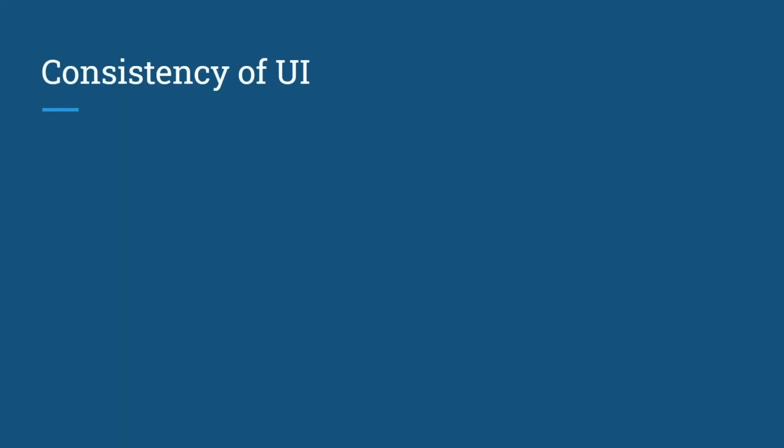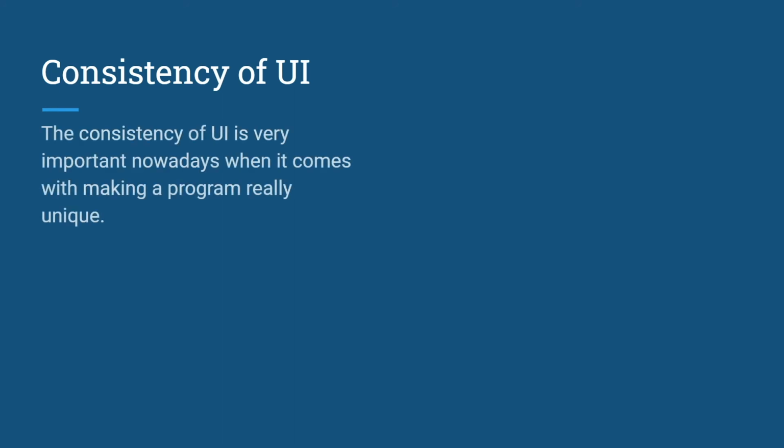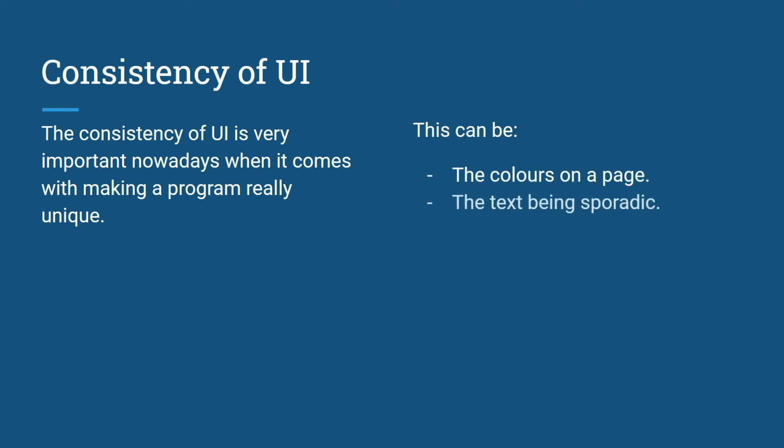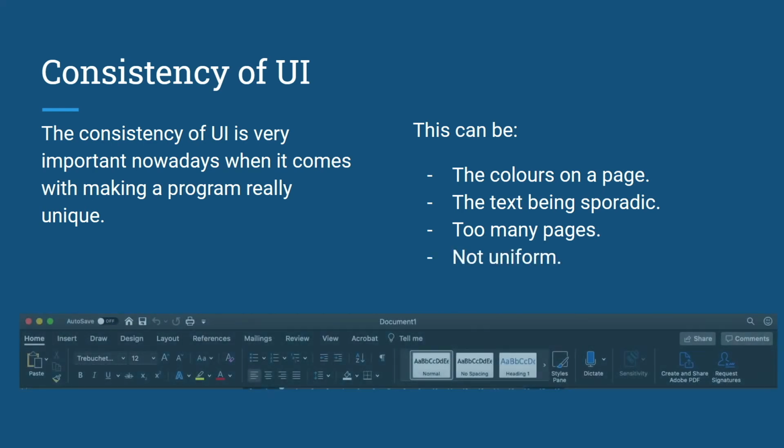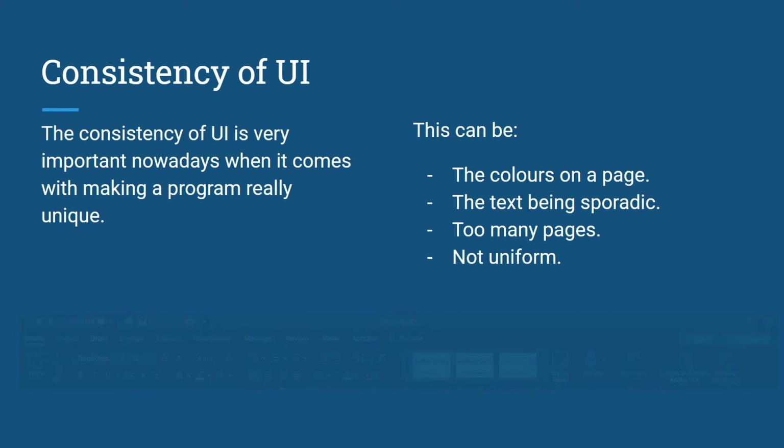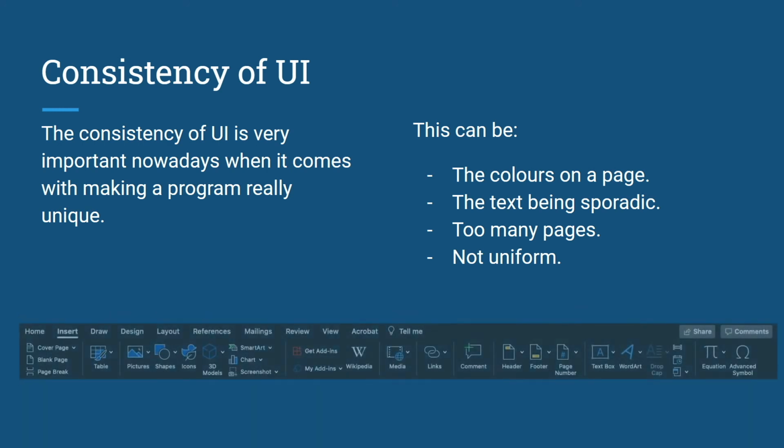Consistency of a user interface. It's really important these days we make our programs look unique and useful. It can be as simple as the colors on the page. It can be too many pages. You want your pages to look good and you want your interface to look interesting. So you'll see here now is the ribbon from Microsoft Office. And you'll see it's a very consistent layout, very simple layout.